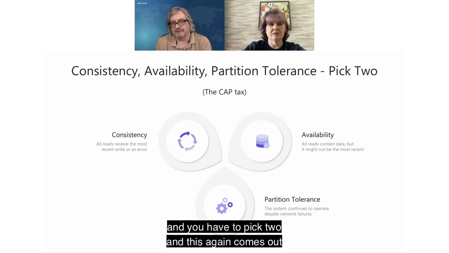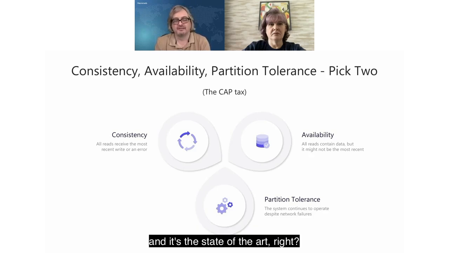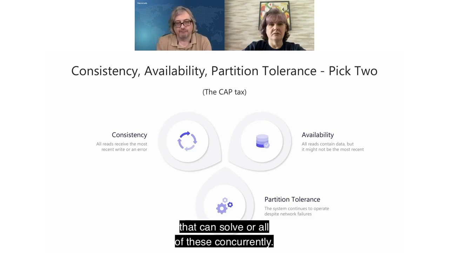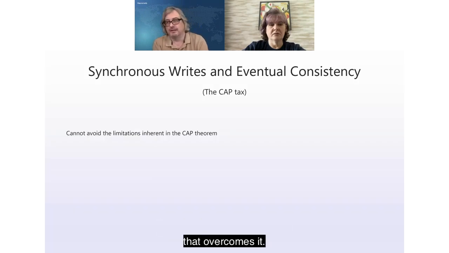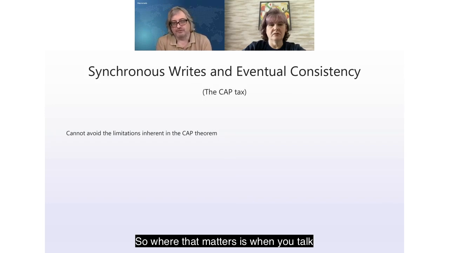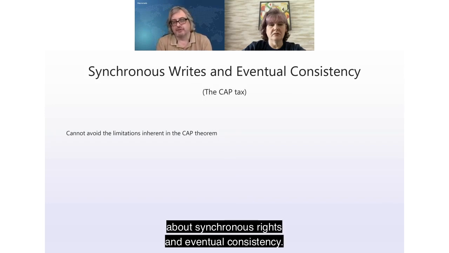And this again comes out of theoretical computer science, and it's the state of the art, right? There's not a data store that exists that can solve for all of these concurrently. And so that's why infrastructure locality matters, because you can't architect a system that overcomes it. Where that matters is when you talk about synchronous writes and eventual consistency.